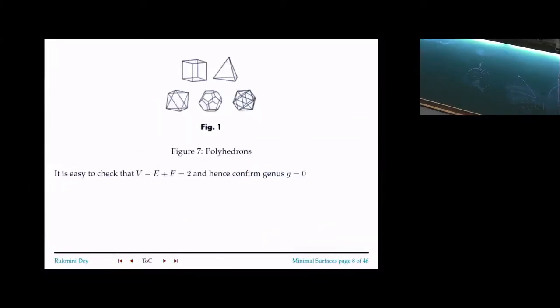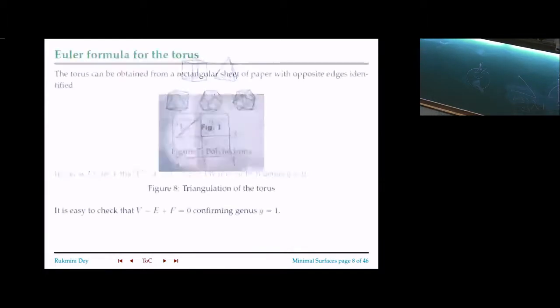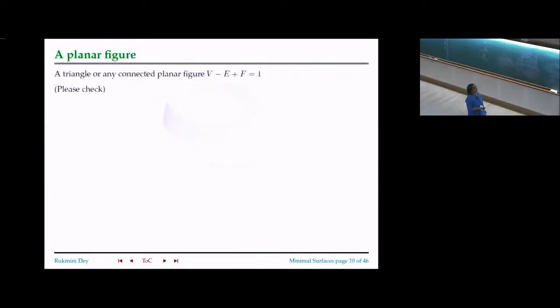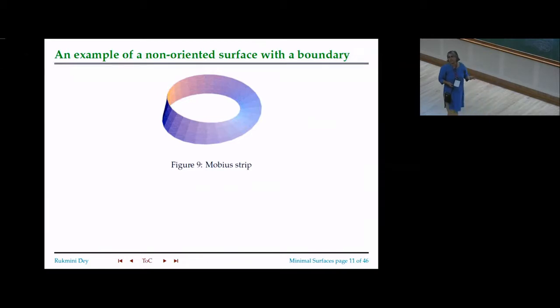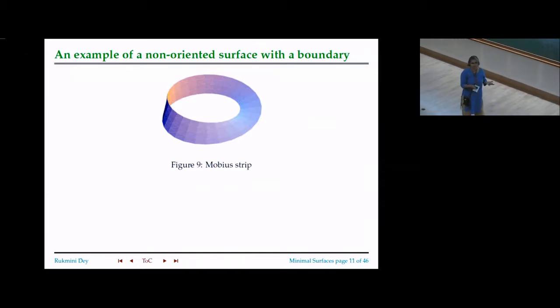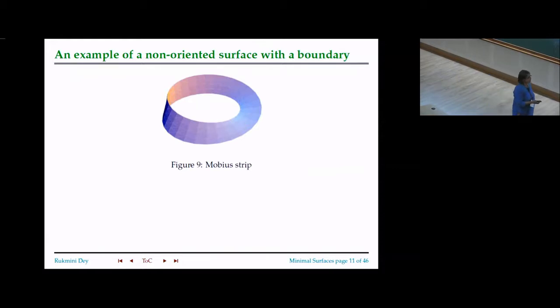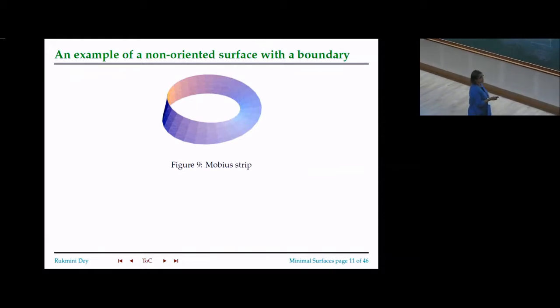If you can define a normal everywhere nicely, then it's orientable. But if you take, for example, the Mobius strip, you can try this. This is not orientable because you cannot define the normal fully. If you take an outward normal and go right round, it becomes an inner normal. So at a point, you won't be able to define a normal. This is an example of a non-oriented surface with a boundary.